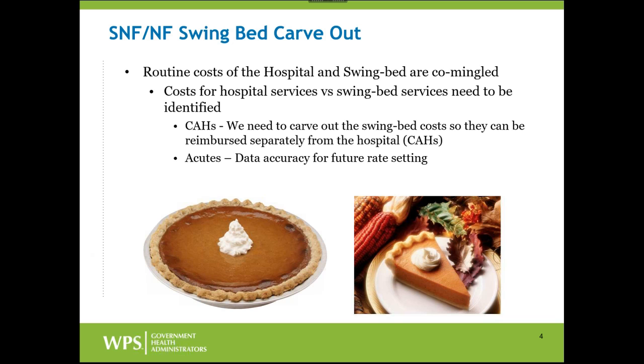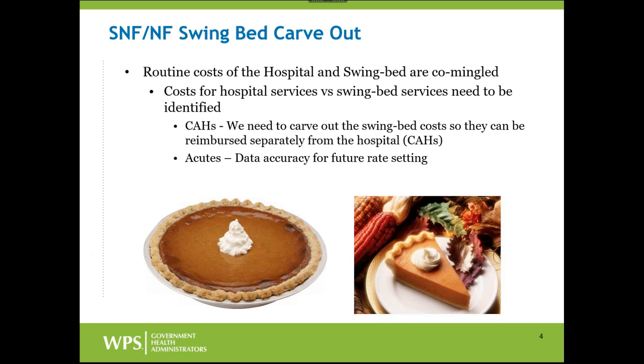Now, depending on the type of facility we're talking about, this serves a couple of different purposes. For the critical access hospitals, we need to be able to carve out the swing bed costs so that they can be reimbursed separately from the hospital. Now, the other thing about this, when we get into the SNF versus NF, for those nursing facility rates, those are non-Medicare, so we have to carve those out completely. We want to carve them out of the allowable reimbursable costs.